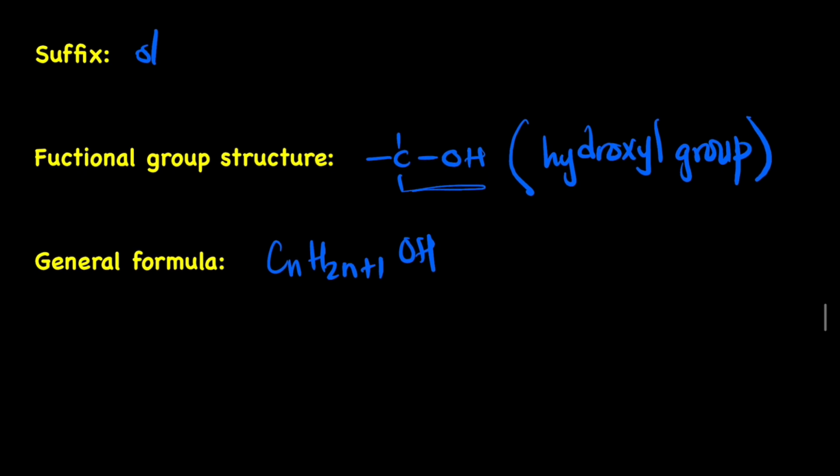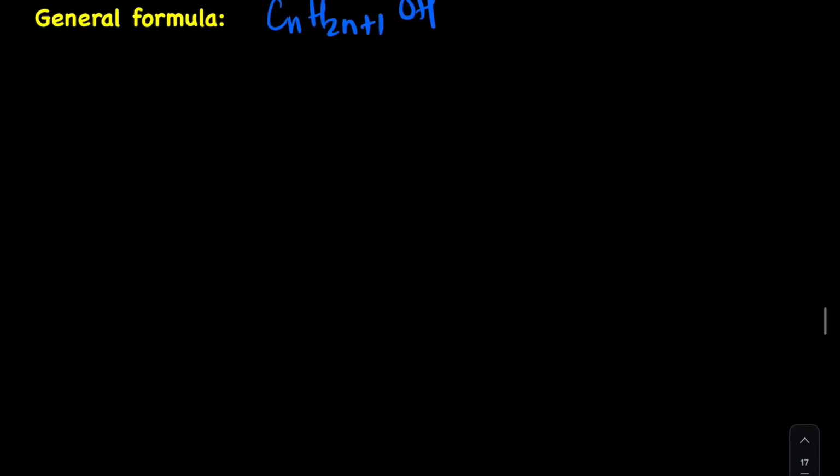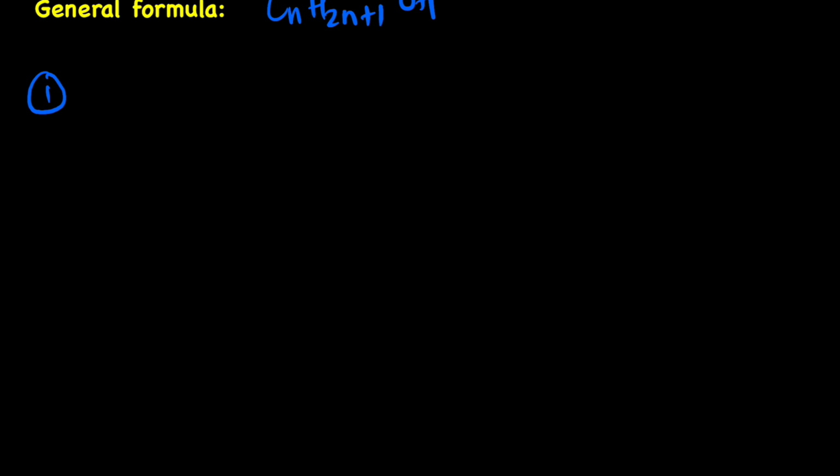Now let's move to the questions. Let's say we have an example, this type of alcohol, example 1. Here you have 1 carbon, 2 carbons. If you have 2 carbons, that means it's ethane, so it's going to be eth. Very important: we have a functional group, the OH, which is the hydroxyl.